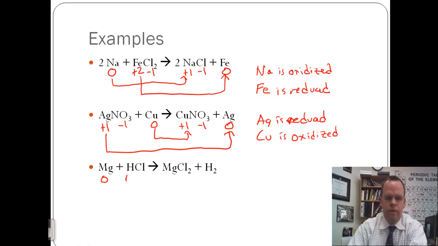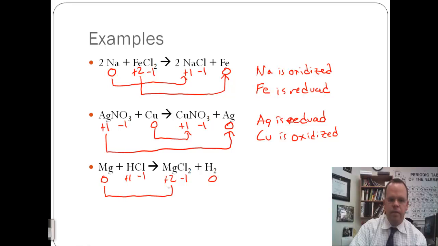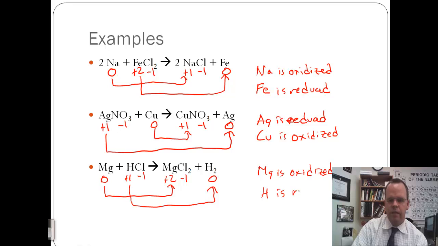Magnesium here is neutral. Hydrogen +1, chlorine -1. Magnesium in the compound +2, chlorine -1. By itself, hydrogen is neutral. Any element by itself, without a charge listed, is going to be neutral. So magnesium goes from 0 to +2, which means it lost 2 electrons. So magnesium is oxidized. Hydrogen gained an electron, so hydrogen is reduced.